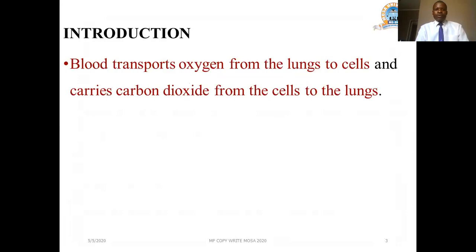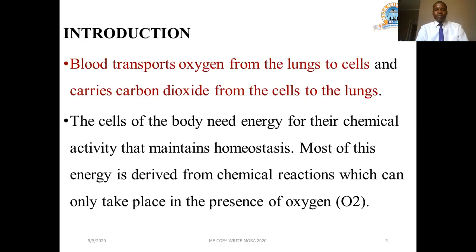Blood transports oxygen from the lungs to cells, and carries carbon dioxide from the cells to the lungs. This is the fundamental role that blood plays. It carries oxygen from the lungs to all cells so that these cells are able to perform various metabolic processes in relation to the physiology of the body.